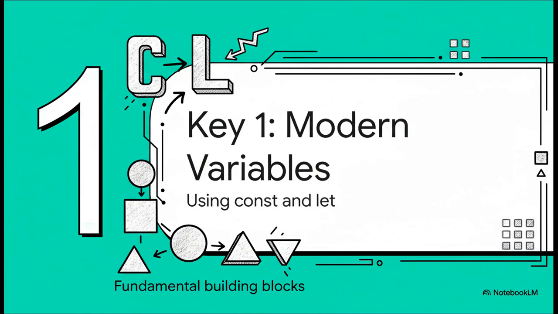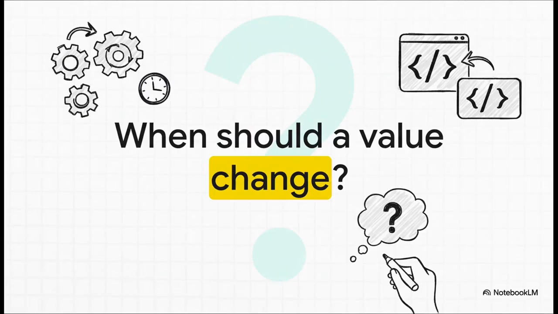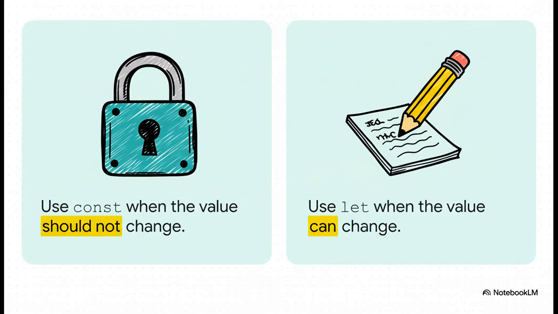All right, let's jump right into key number 1, modern variables. These are like the basic ingredients in our recipe. You're going to be using them all the time. And really, this whole idea comes down to one simple question you have to ask yourself every time you create a variable. Do I ever expect this value to change? The answer is right here.